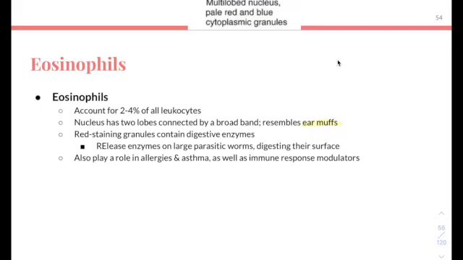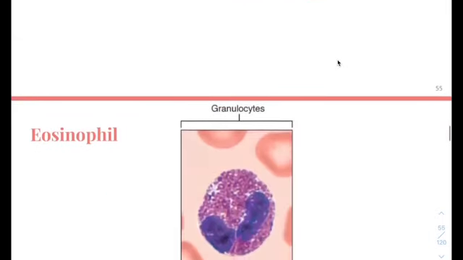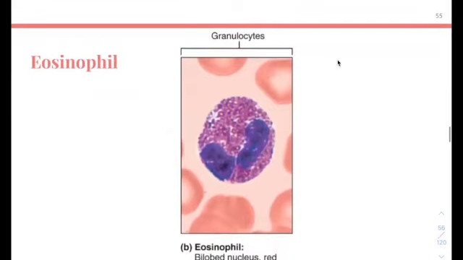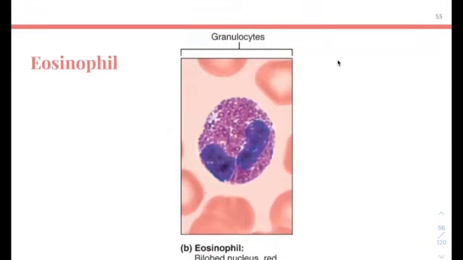So eosinophils go after parasites. They also contribute to allergies and asthma and the immune response. But they're mainly known for parasites. So here is that bilobed nucleus. If it looks like earmuffs, great. If not, you can find something else that helps remember those.